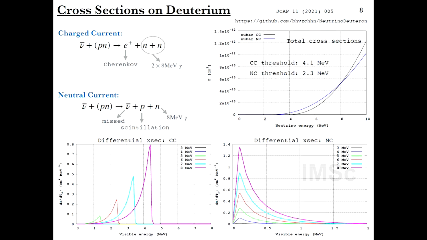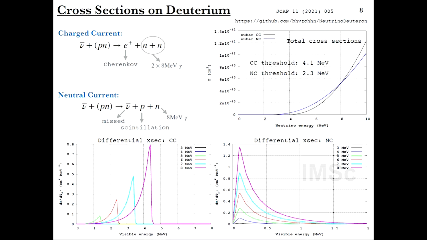So some of the energy is taken up in order to dissociate the deuterium, and then most of the positrons in the case of charge current would peak at roughly around 4 MeV for an 8 MeV true neutrino. And so this is the profile for charge current.